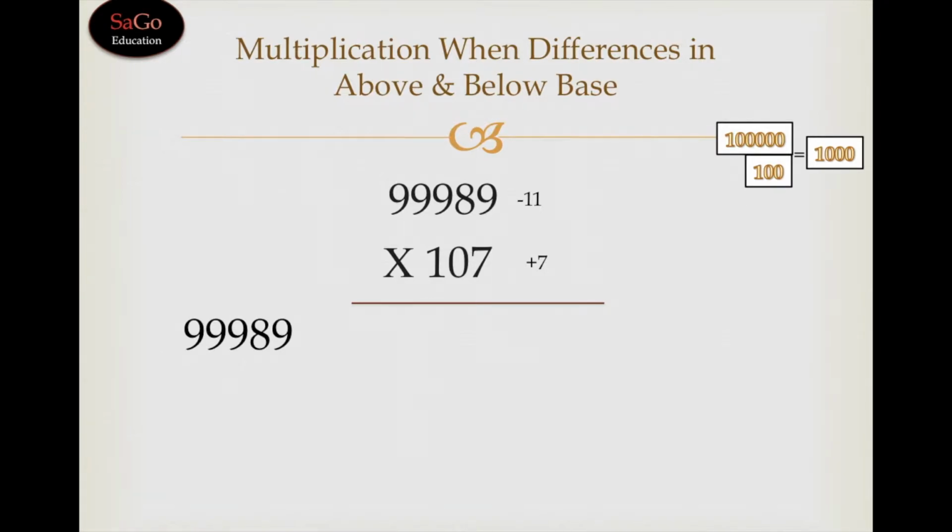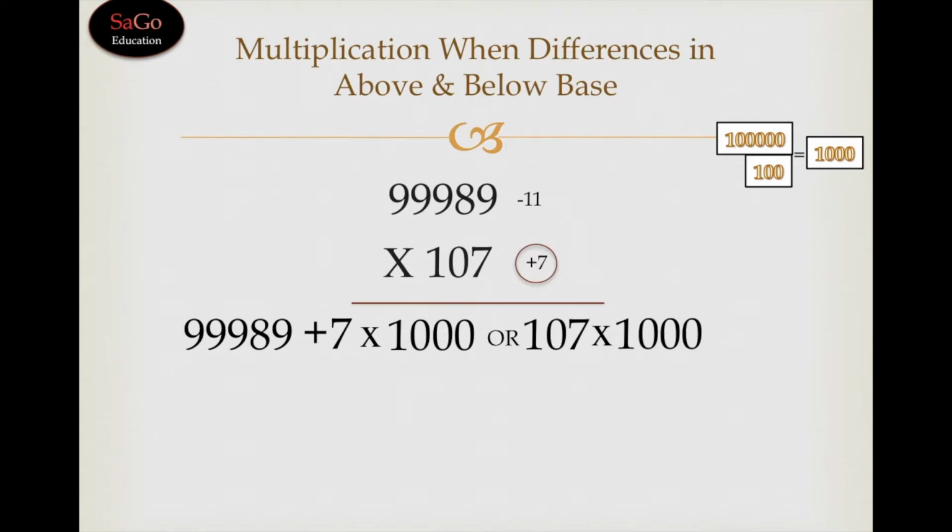Write down 99989 and add 7 in it, and now multiply this by 1000 because the difference of the base is 1000. So multiply this by 1000, or do it through other way also. Write 107. Now multiply this with the base difference, and the base difference is 1000, so multiply by 1000 and subtract this 11. If we solve both the equations, we will have the same result, that is 106989. Take the product of these two numbers, it will come minus 77.